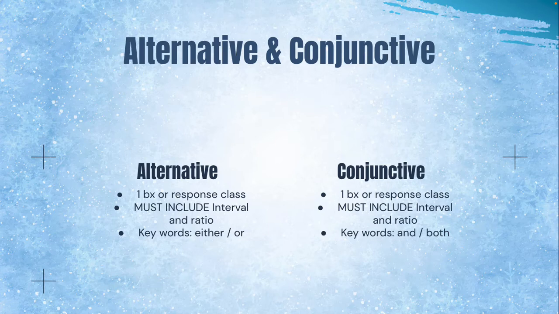So an example of an alternative schedule would be either you can read for 10 minutes or you can read 10 pages. So our interval schedule was reading for 10 minutes and our ratio schedule was reading 10 pages. Our keyword was either or. Whichever you complete first, you contact reinforcement for.